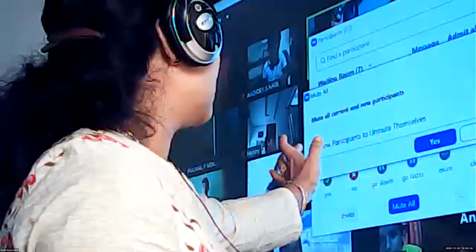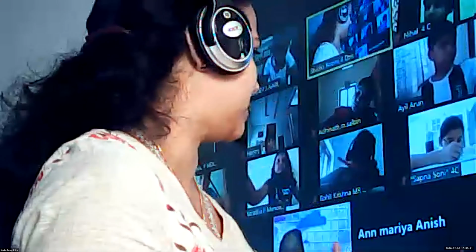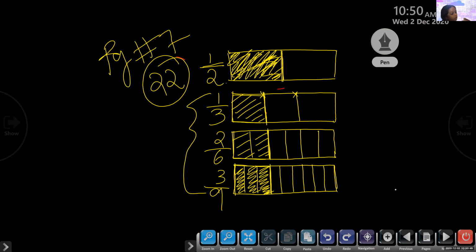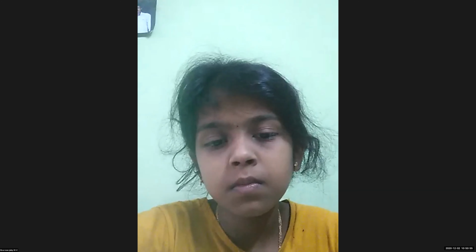Okay, children. So we can wind up the class now. What you have to do: draw 4 rectangles like this and shade 1/2. Those who have not finished, look here at what you have to do: 1/2, 1/3, 2/6 and 3/9. You have to shade and identify which fraction is greater. We can write the comparisons in the next class.